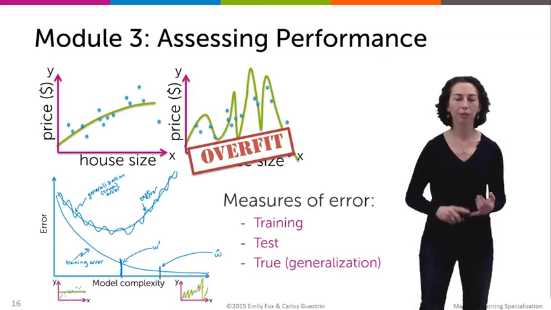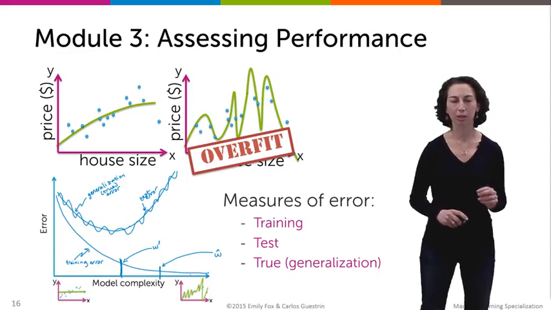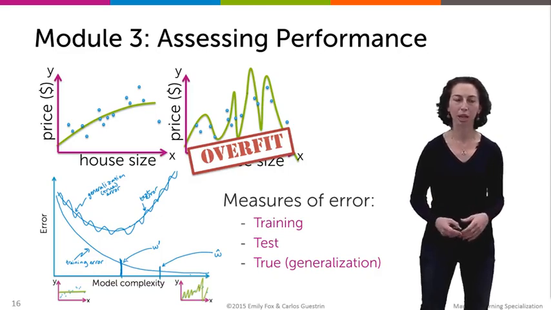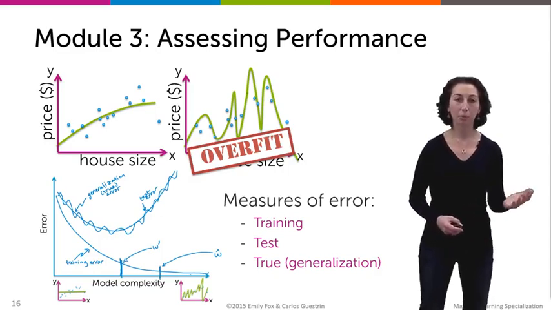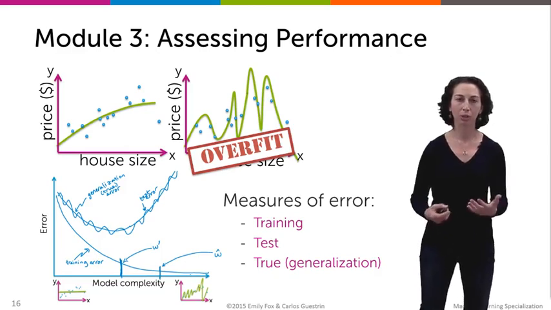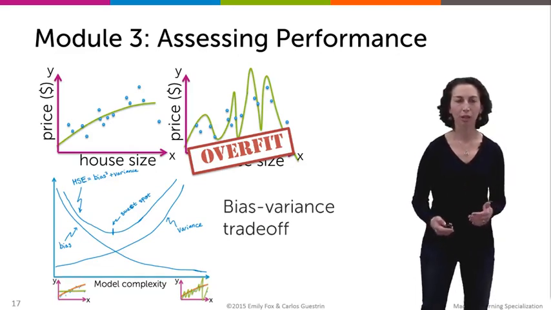In particular, we're going to define 3 different measures of error. One called training error, one called test error, and the other called our generalization or true error. And that's actually the error we really want to form, but we're going to show that it is something that we can't actually attain, and we have to use proxies instead. And we're going to look at these measures of error as a function of model complexity to describe this notion of overfitting. Then we're going to discuss these ideas in the context of something called the bias variance trade-off.